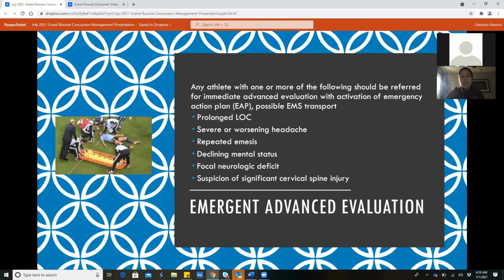Severe or worsening headache, repeated vomiting, a declining mental status as you're evaluating them, especially a very quick decline in mental status, any focal neurologic deficit. So like I said, not those subjective eye type symptoms, but if you don't have normal extraocular motions, if you have numbness, if you have weakness in one place, are not able to walk, things like that should be evaluated. And then suspicion of significant cervical spine injury. So just like always, if we take a big hit and they're down on the field, we need to do our C-spine clearance before we get them up and off the field, before we're evaluating for concussion.